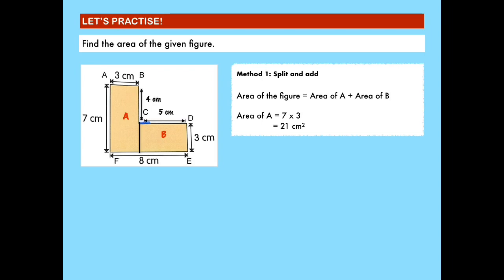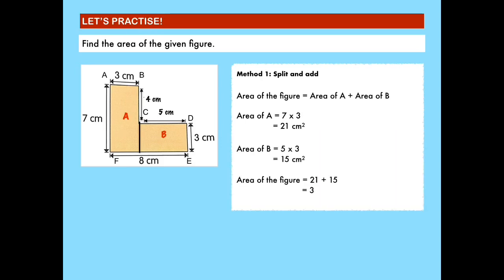Let's get the area of rectangle B. To get the area of rectangle B, we multiply its breadth and length. So 5 times 3 is equal to 15 square centimeters. The area of rectangle B is 15 square centimeters.